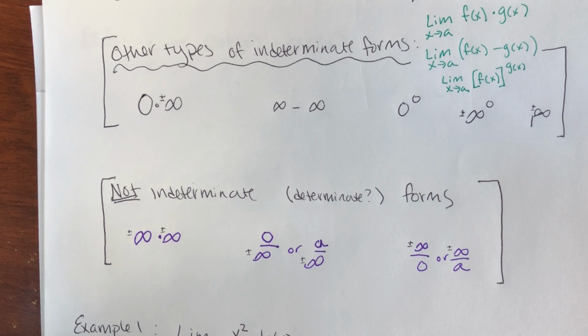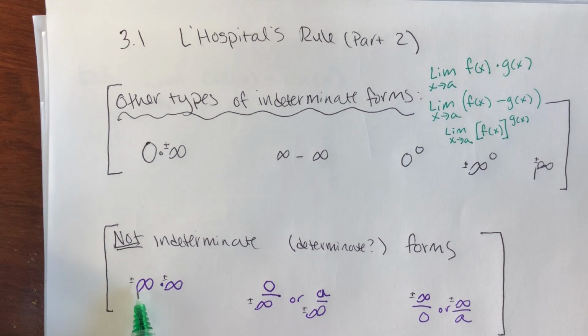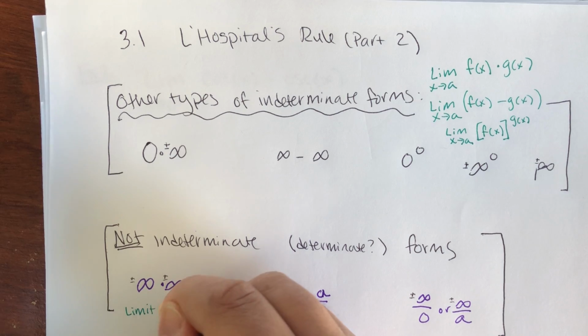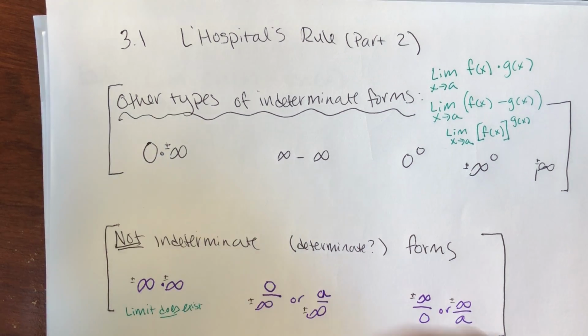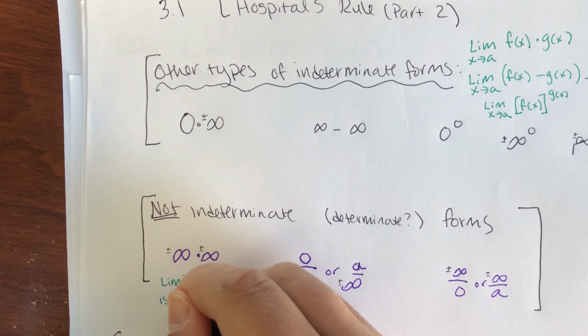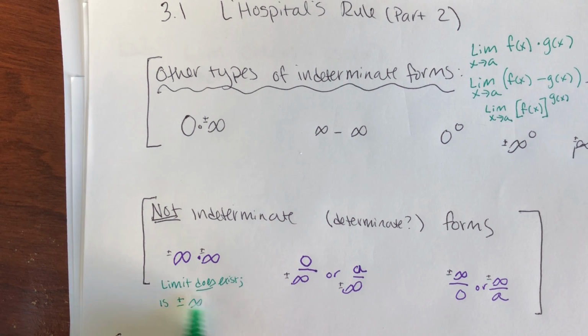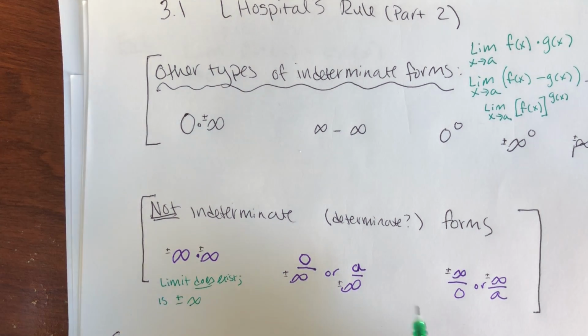Now, there are other types of functions that are not indeterminate forms, that you could call determinate forms. If you're finding the limit of a product of two functions, and both of them are infinity, both positive or both negative, or even one of each, then this limit will exist. Well, it'll exist in that it will be either positive or negative infinity. Okay, so we have to really be careful with how we say that. Technically, an infinite limit doesn't exist, but we will know that the limit will be either positive or negative infinity. It is determinate in that way.